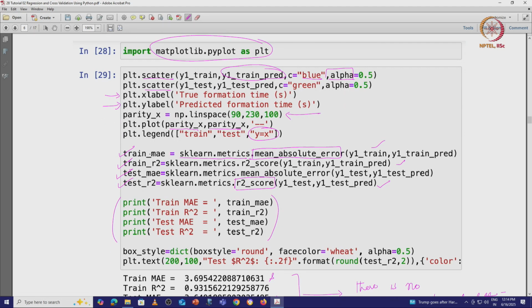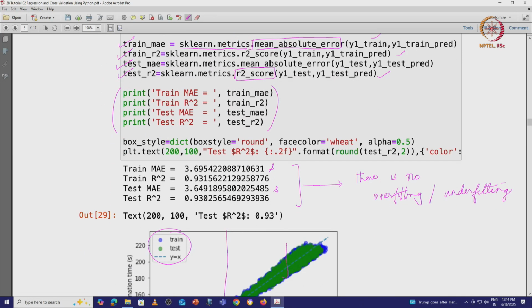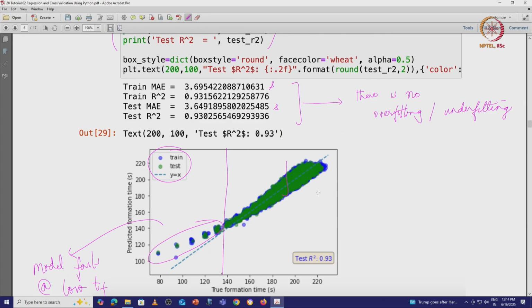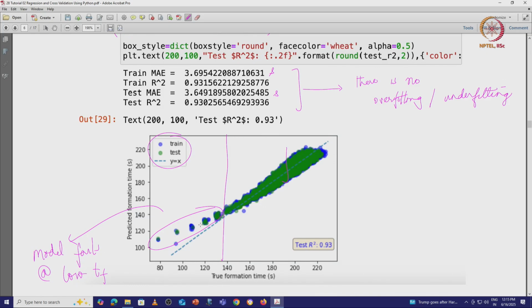And like I said, you can predict the train MAE, R square, and the test MAE, R square, and these can be printed here. The other interesting thing was that there was no overfitting really for the prediction of the formation time. However, the linear regression model failed miserably when it came to low formation times, and this I used to explain in the paper that I had referred to.